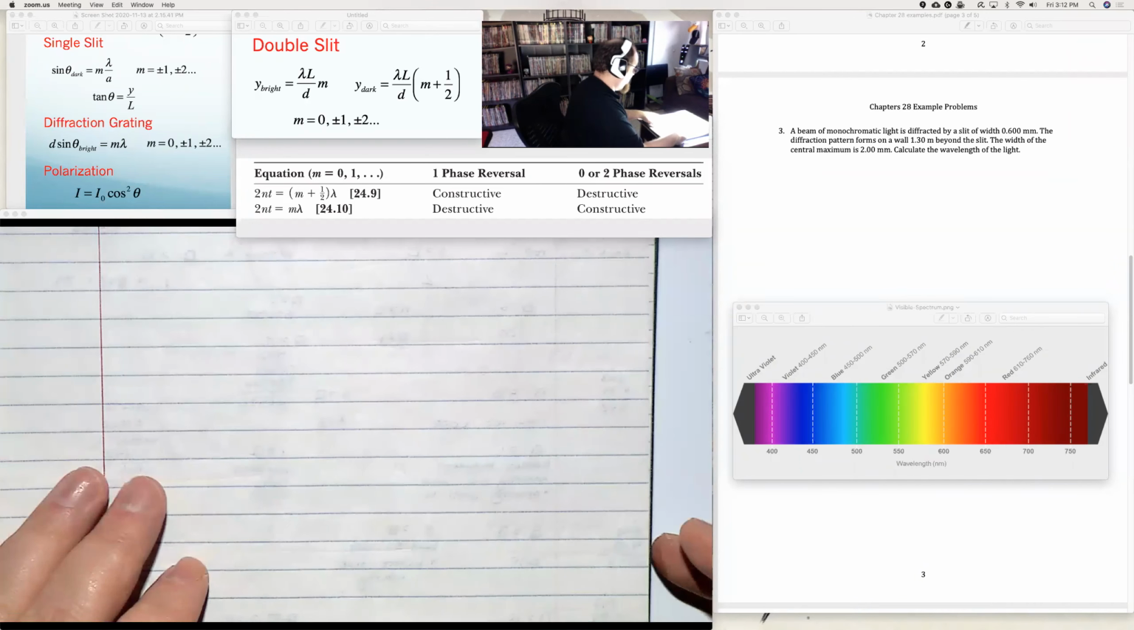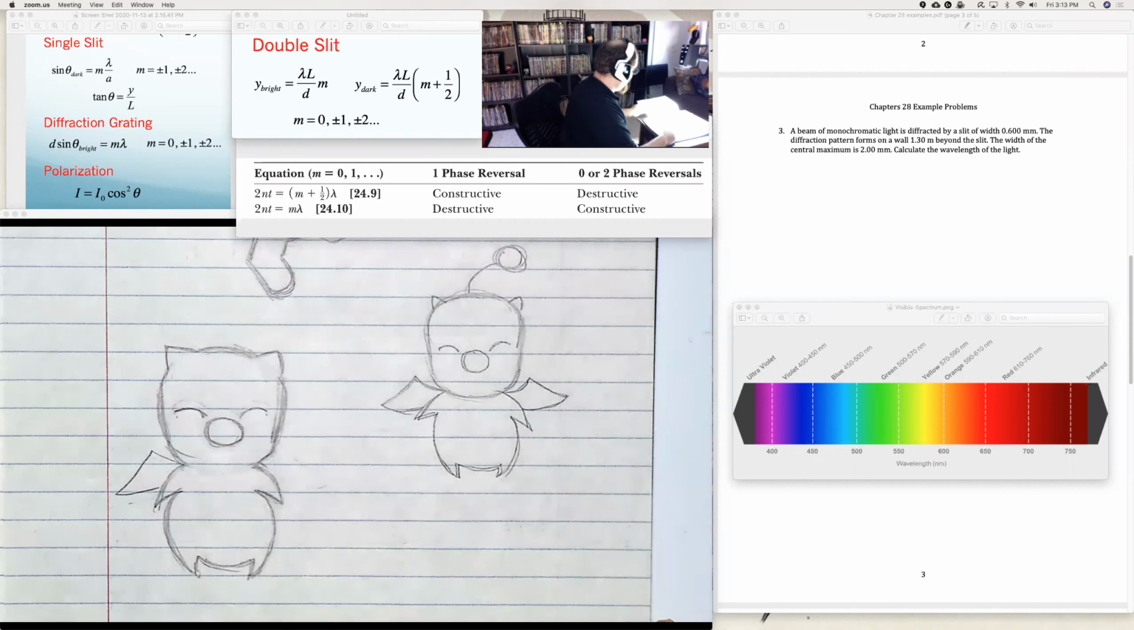I'm running out of pages of this notebook. This is my wife's old notebook where apparently she was drawing Final Fantasy characters.